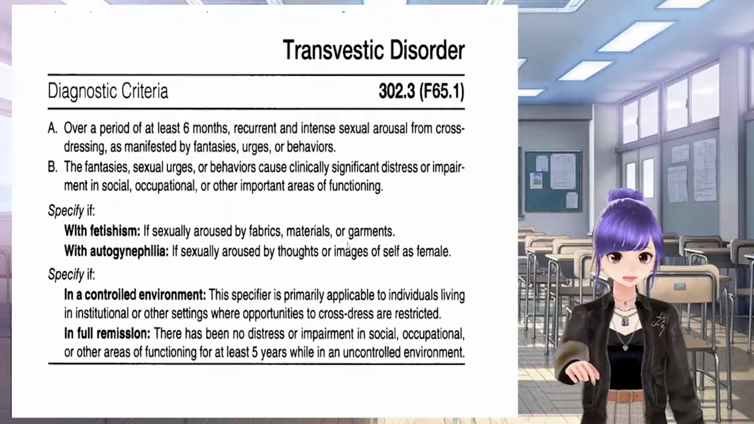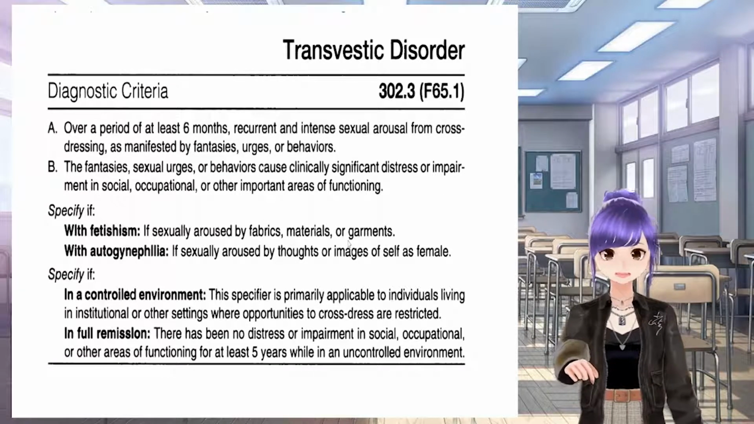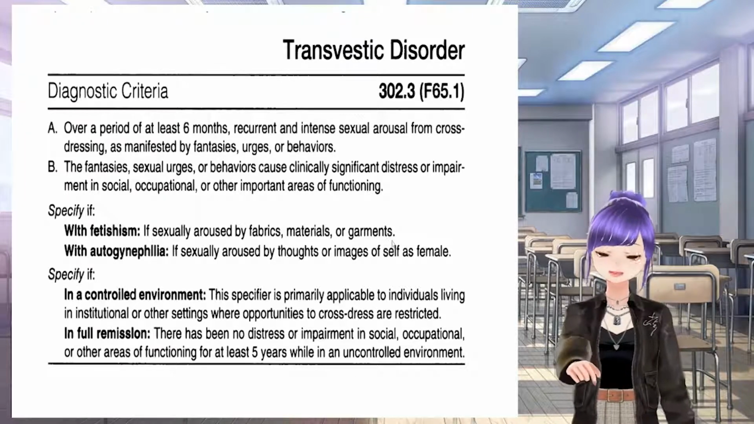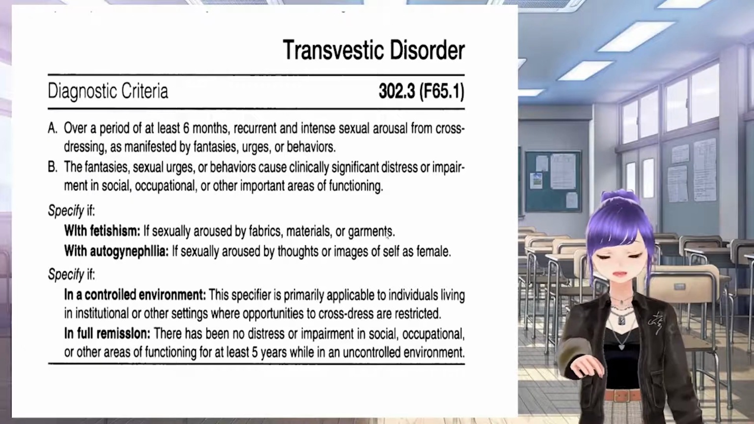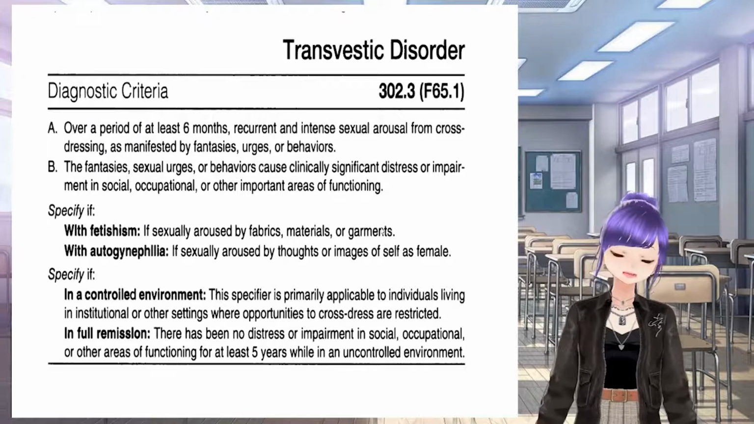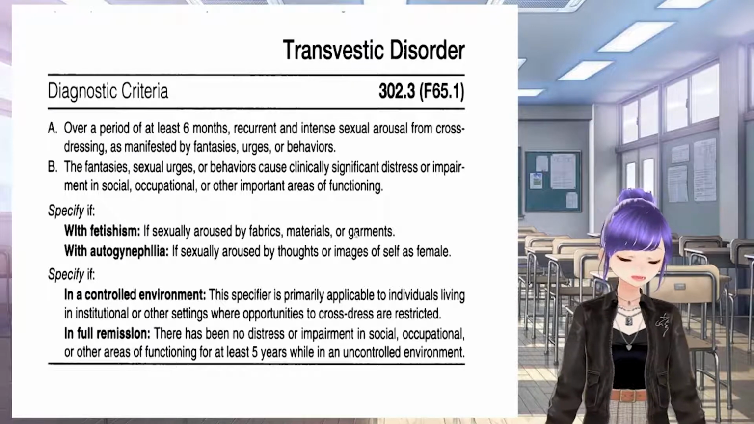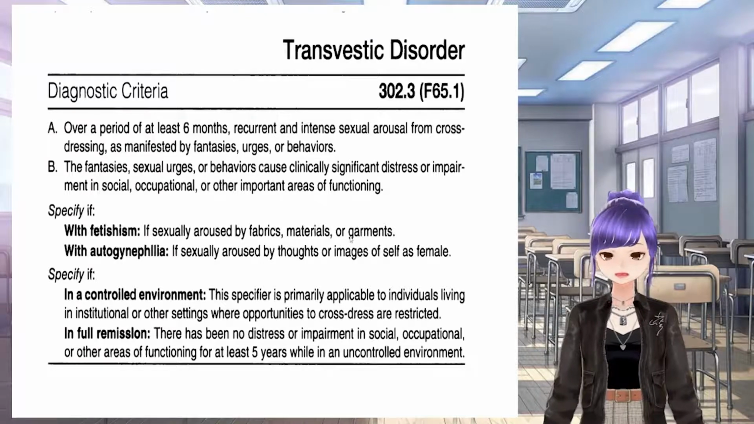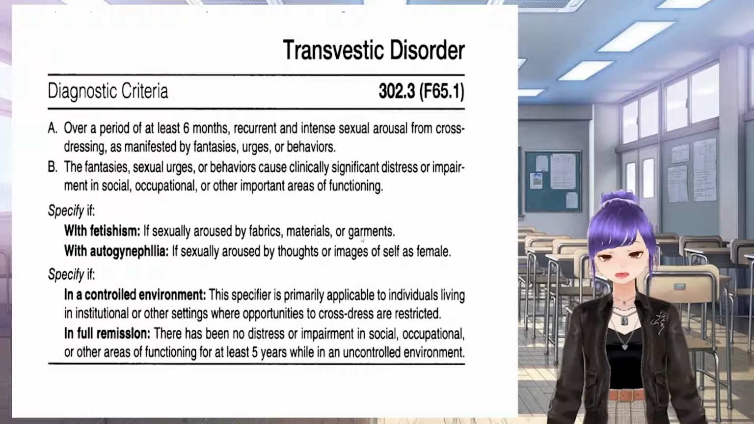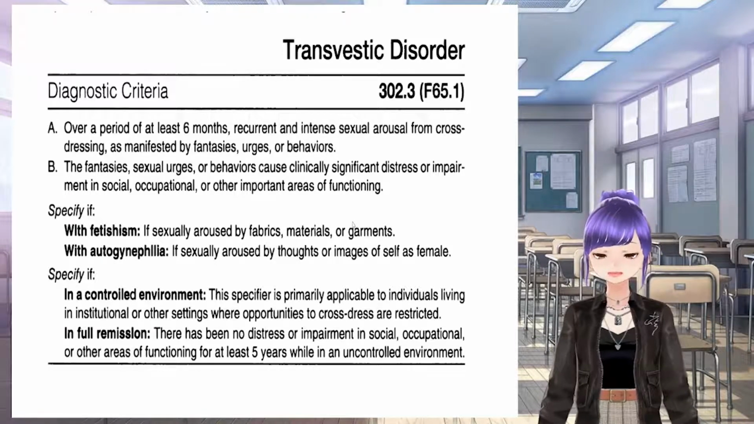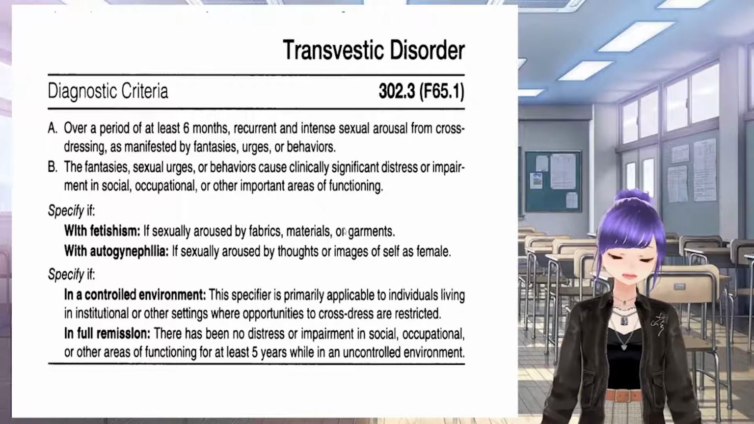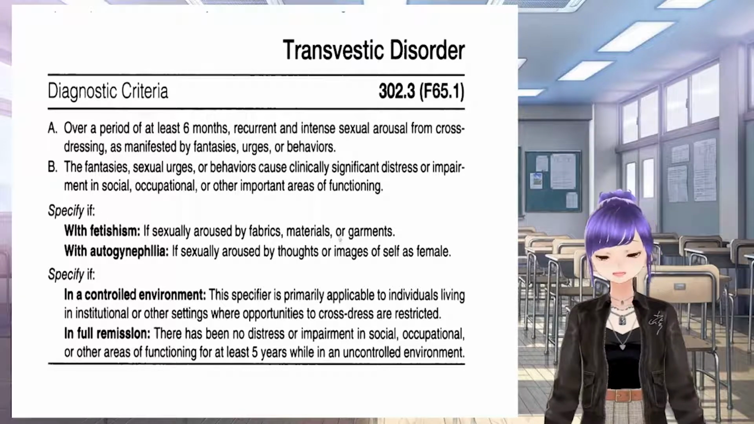And transvestic disorder: over a period of 6 months, recurrent and intense sexual arousal from cross-dressing as manifested by fantasies, urges, or behaviors. The fantasies, sexual urges, or behaviors cause clinically significant distress or impairment in social, occupational, or other important areas of functioning. So specify with fetishism if sexually aroused by fabrics, materials, or garments, or with autogynephilia if sexually aroused by thoughts or images of self as female.